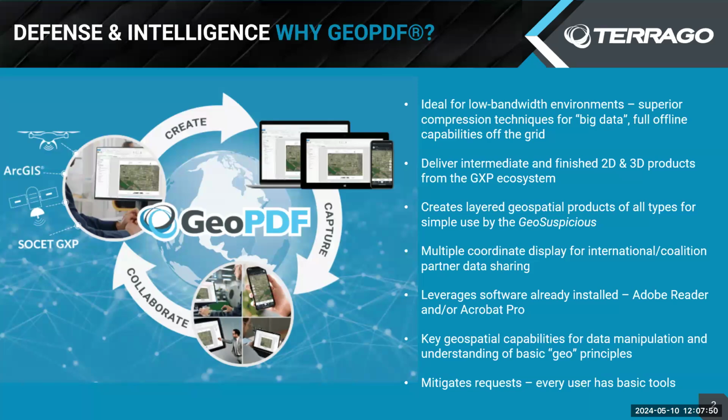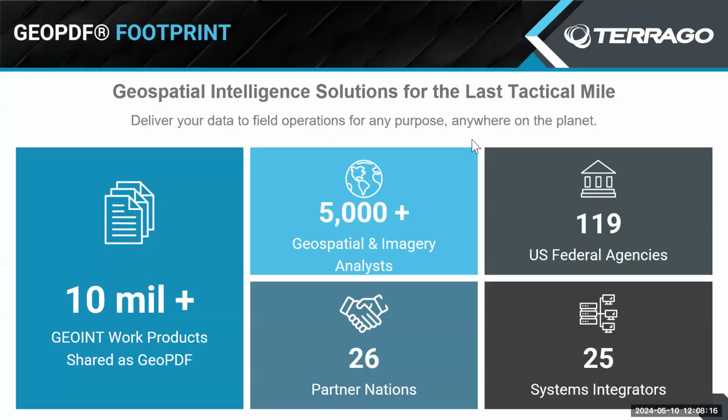What this does with those basic geospatial principles is also mitigate a lot of the requests that can come from the field. Some people don't understand the scale, and some people don't understand maybe something else that might be in your end product. But they can take measurements directly on it. They can add their own information directly on the file. So I'm going to jump to the next slide here.